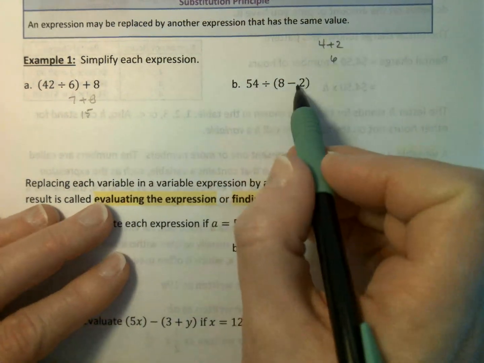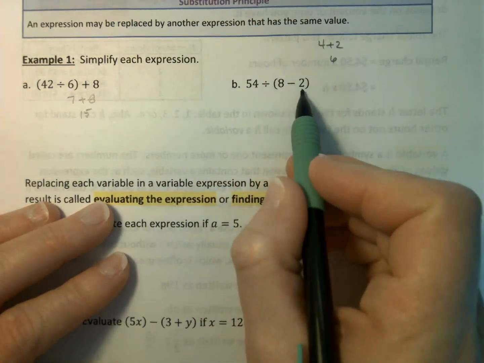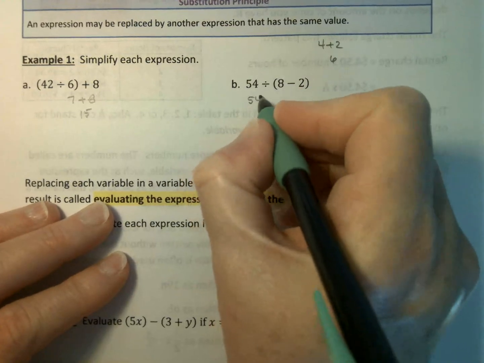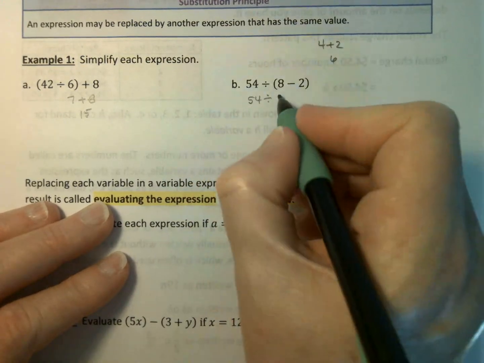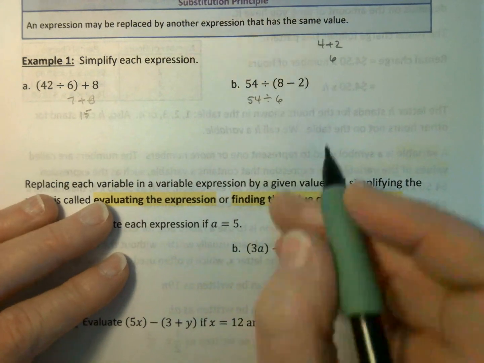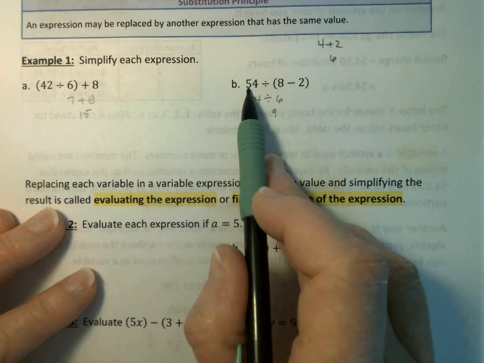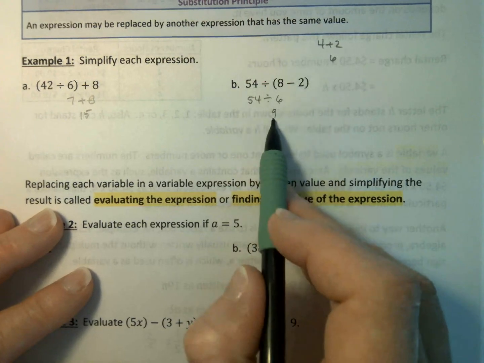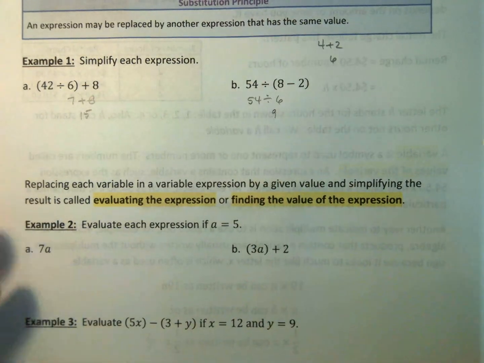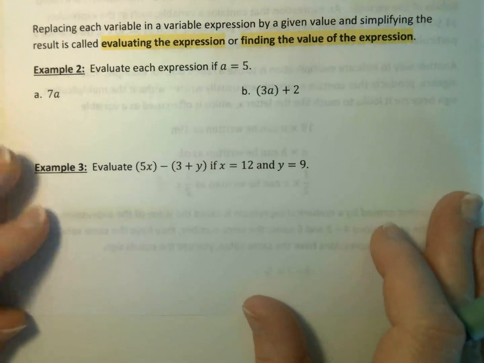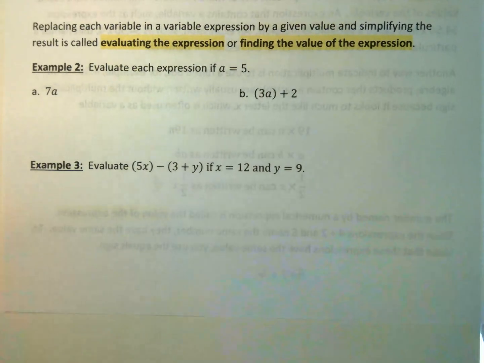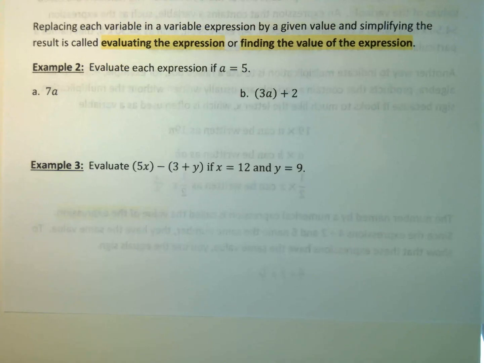Okay, let's look at our next one here. Again, we have to do our grouping symbols first. So we're going to have 54 divided by 6, and 54 divided by 6 is 9. So 9 is the same value as 54 divided by 8 minus 2, but this is the simplest form. Replacing each variable in a variable expression by a given value and simplifying the result is called evaluating the expression or finding the value of the expression.